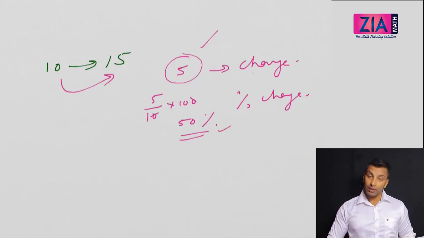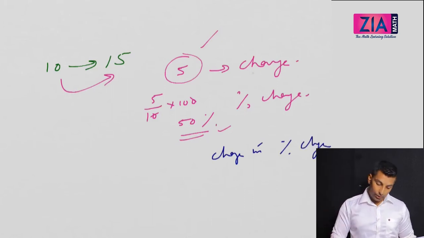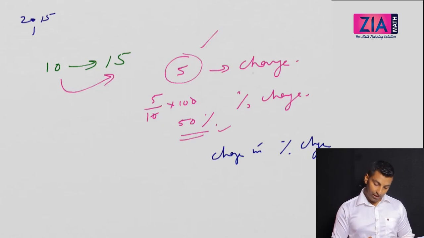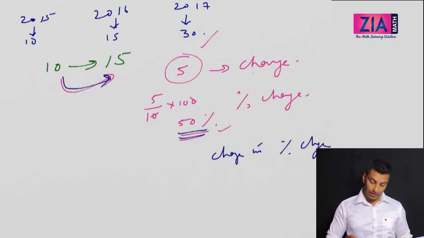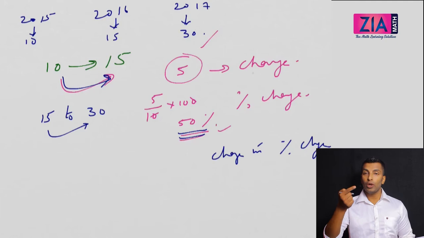Now the third concept is change in percentage change. I need one more value. Like this production: in 2015 the production was 10. In 2016 the production was 15. In 2017 the production is 30. Now let's see the change in percentage change. 10 to 15, what is the percentage change? 50% change is there. Now 15 to 30, what is the percentage change? Factor of multiplication is 2. 2 minus 1, 1. Add 2 zeros, that means 100%.